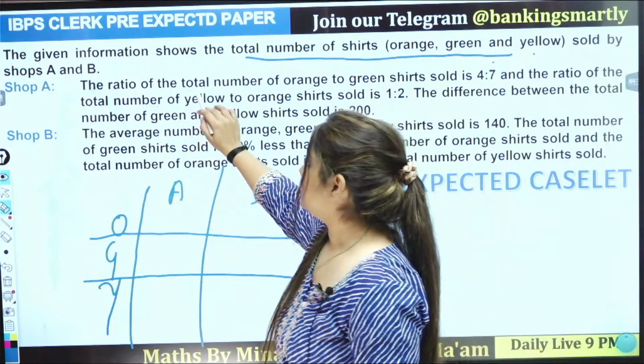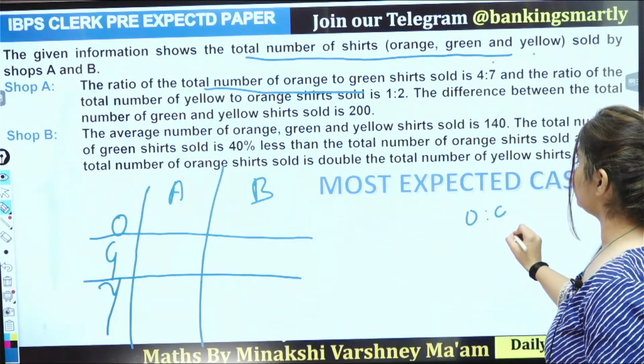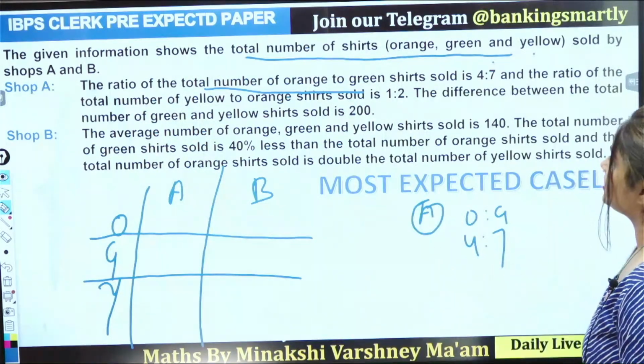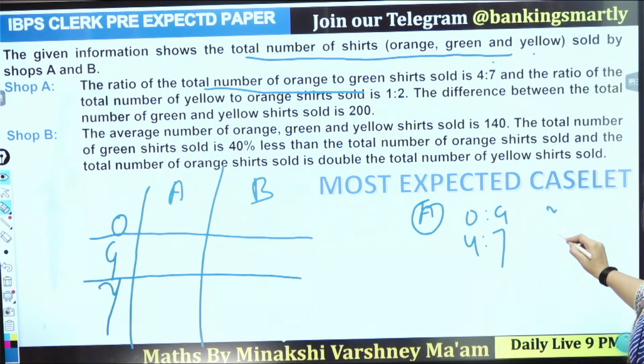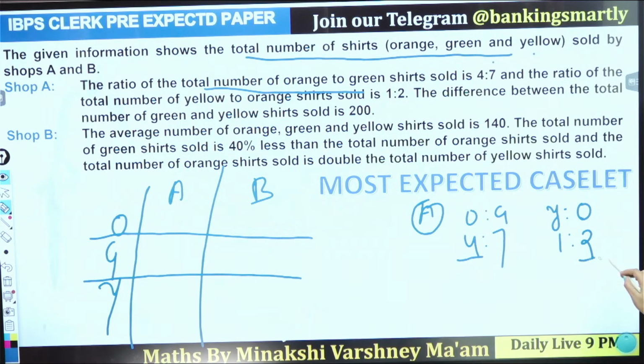The ratio of the total number of orange and green shirts for A is 4:7. And the ratio of yellow and orange is 1:2. So here orange is 4 units, here orange is 2 units. We have to make this also 4 units, so we multiply by 2. 2 2s are 4 and 2.